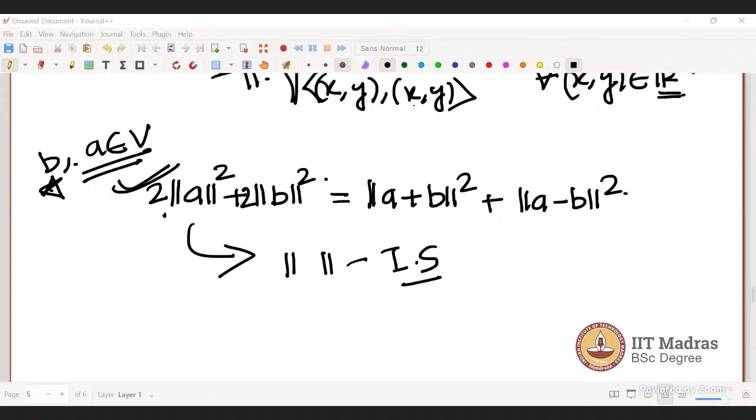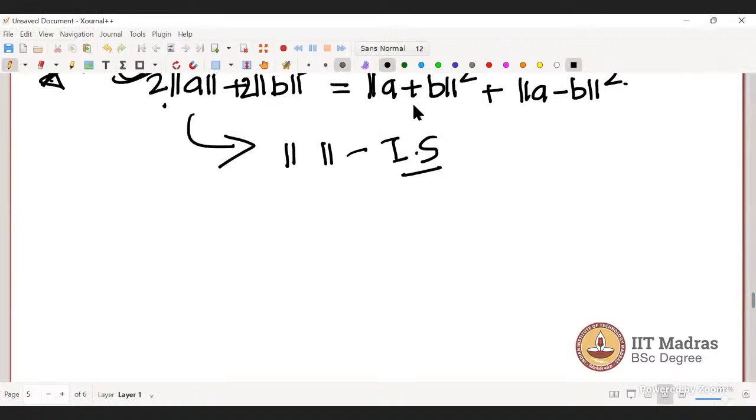Yes, sir. The inner product of v1 with itself should be 1. That is orthonormal. But in the definition it was given that norm of v1 should be 1. Yeah, that is the same thing, right? No, that is the reason I'm asking. How is it the same? Because norm can be anything. No, norm with respect to whatever inner product you are getting.